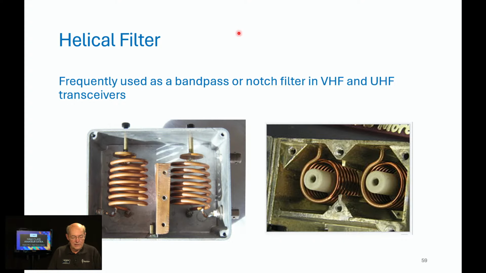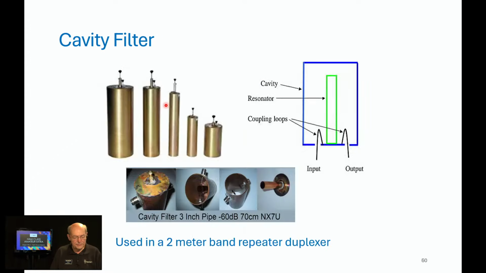Something called a helical filter. If you enjoy taking old radios apart, which I do sometimes, a helical filter is frequently used as a bandpass or notch filter in VHF and UHF transceivers. The reason it'd be VHF and UHF is that they've got to fit in a fairly small space. It'd be pretty hard to do this on 80 meters. The thing would be humongous. But just be aware of a helical filter.